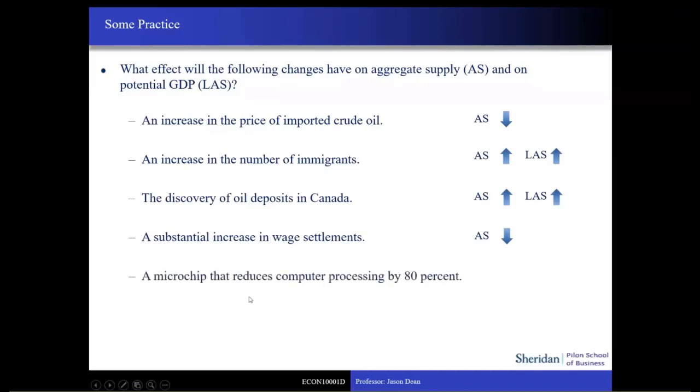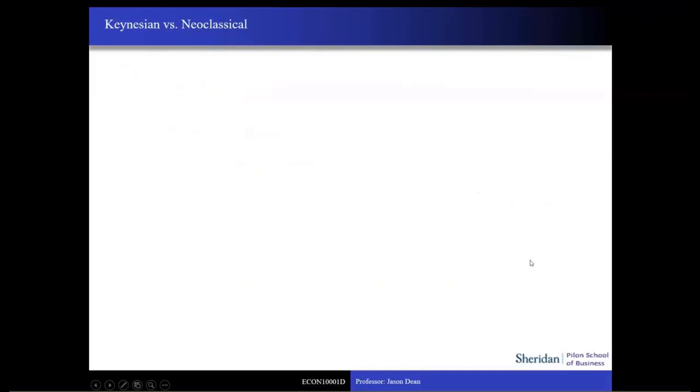And a microchip that reduces computer processing time by 80%. So in many industries, this could result in an increase in productivity. Anyone want to take a guess? Well, this is more of a long run thing, right? So in this case, we would shift the short run aggregate supply and long run aggregate supply curve to the right. So we're going to talk about two different schools of thought.